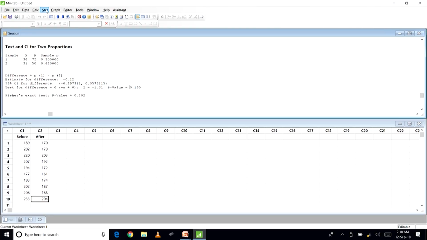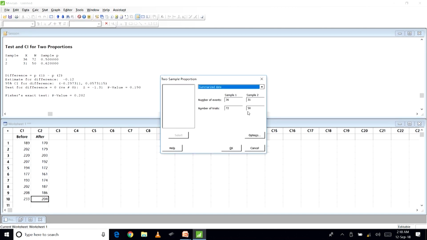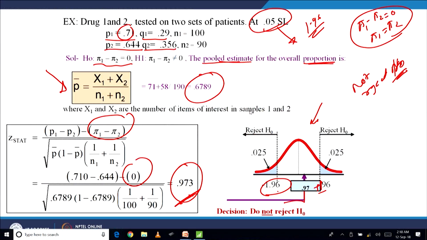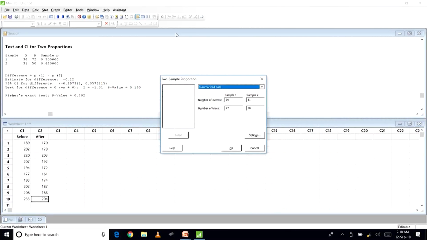Now, let us work out this example using Minitab. We will go to Stat, Basic Statistics, and choose 2 Proportions. Let us look at the number of trials and number of events. For the first one, it is 71 events and number of trials 100, right. That is why P 1 you will get as 0.71.